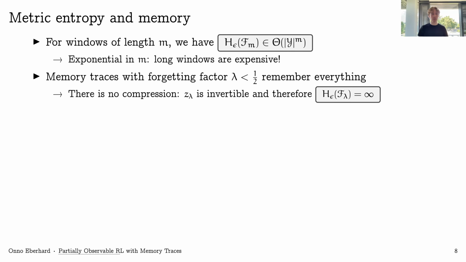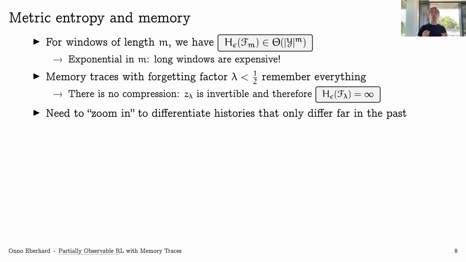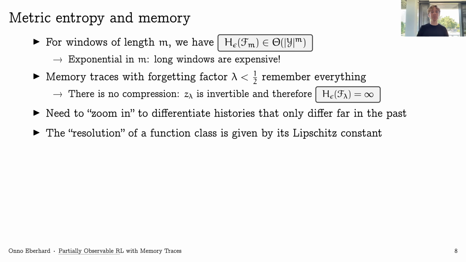But for memory traces with a forgetting factor less than 1/2, we showed that any two histories will be mapped to two different points in space, which means that there is no compression happening, and actually memory traces remember everything. So this means that the complexity of this function class is infinite, and learning is completely intractable. But we also saw that to actually differentiate two histories that differ only far in the past, we need to zoom in a lot into this space. And we can limit the resolution of a function class by constraining the Lipschitz constant. So this is what we do in this work.